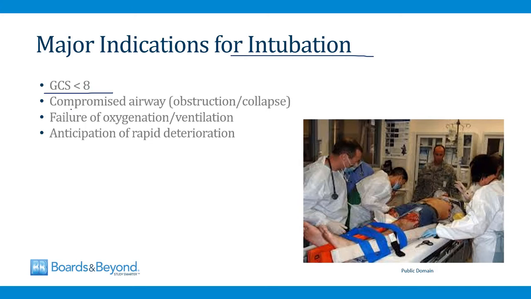The second one is if the airway is compromised from either obstruction or collapse. The third one is oxygenation or ventilation failure. If the patient cannot ventilate their lungs and oxygenate their blood, they need to be intubated and put on a mechanical ventilator. And then the last one is anticipation of rapid deterioration. If the patient comes in breathing with a patent airway, but you expect that they may deteriorate quickly in the near future, then you should intubate, because it usually gets harder to intubate after a patient deteriorates compared to before.